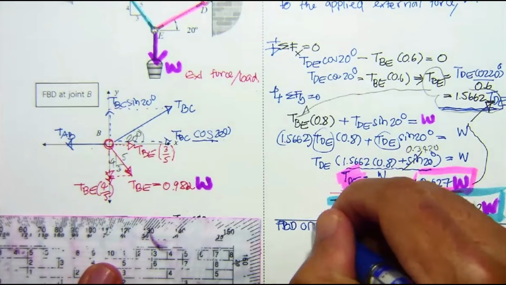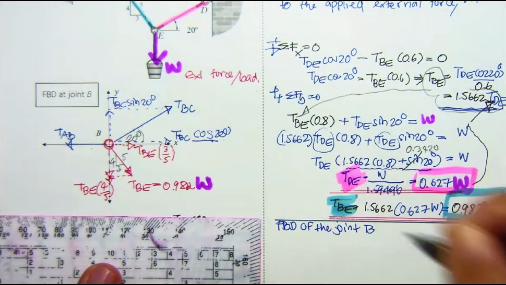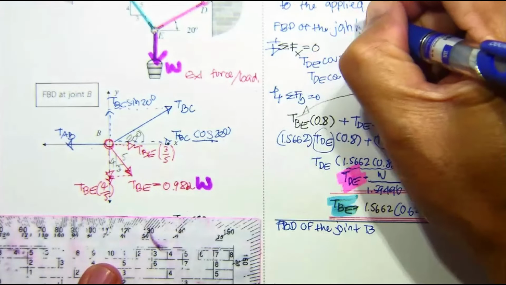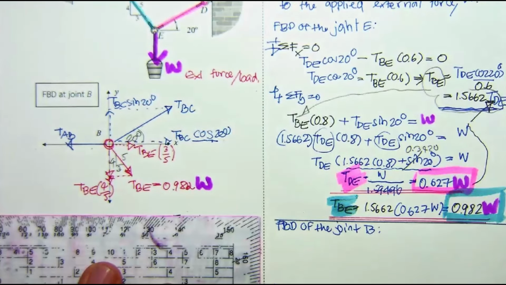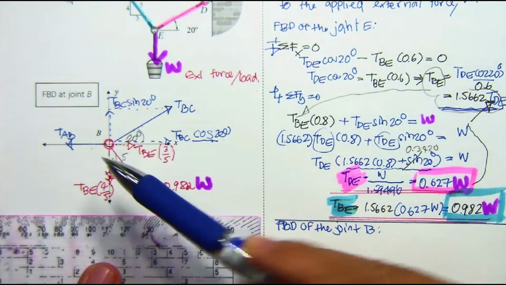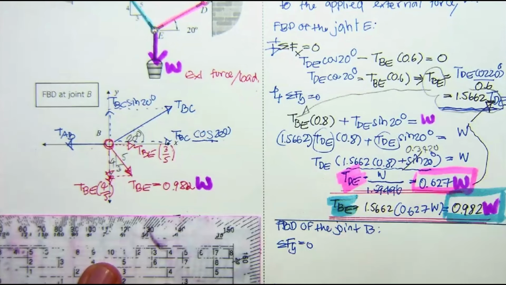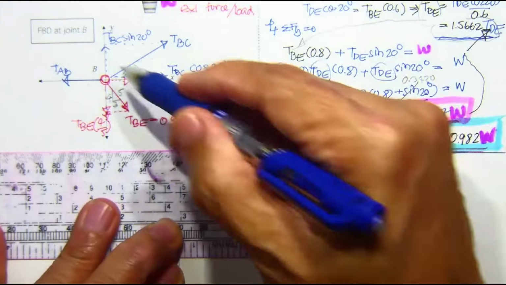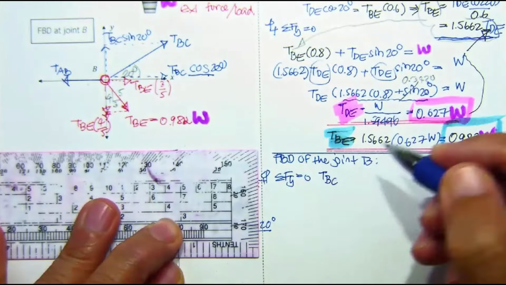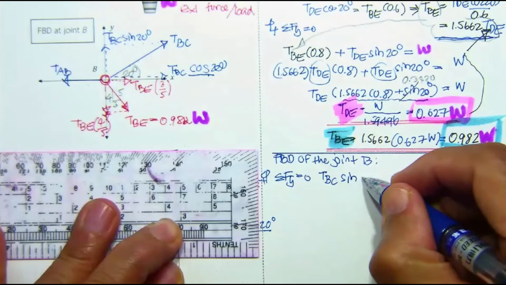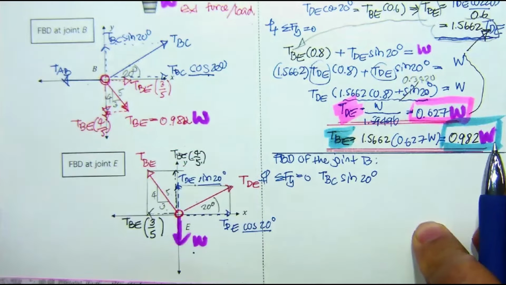Free body diagram of the choice B. Which one do you use first? Again, you may consider this time the vertical has only two components. We start by summation of F sub Y equal to zero. The vertical has two components. So we have upward, positive, P sub BC sine 20 degree.